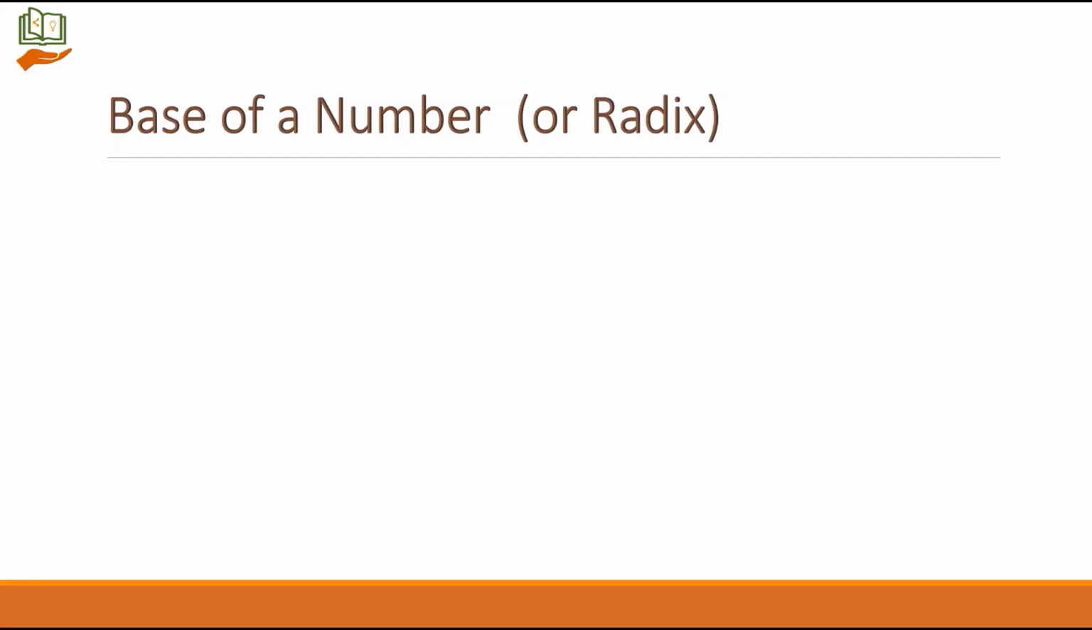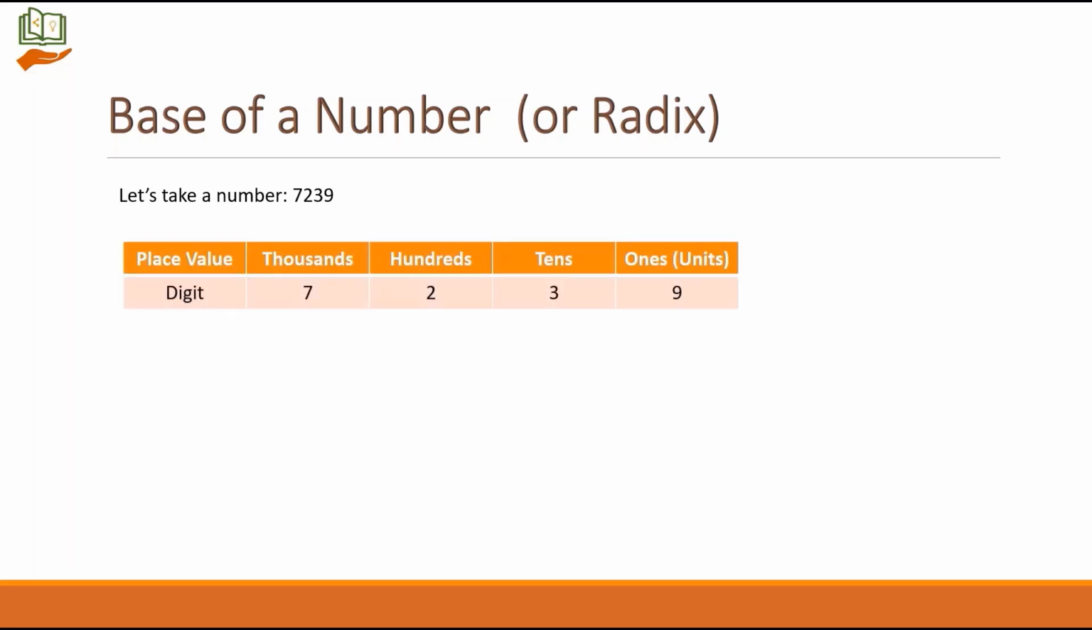How to understand this number base concept? Let's take a number 7239. How do you write this in words? When you write 7239 in words, it will be seven thousand two hundred thirty-nine. Let me interpret this in place values. 7 is placed under the 1000s value, 2 is placed under the 100s value, 3 is placed under 10 and 9 is placed under 1 or unit position.